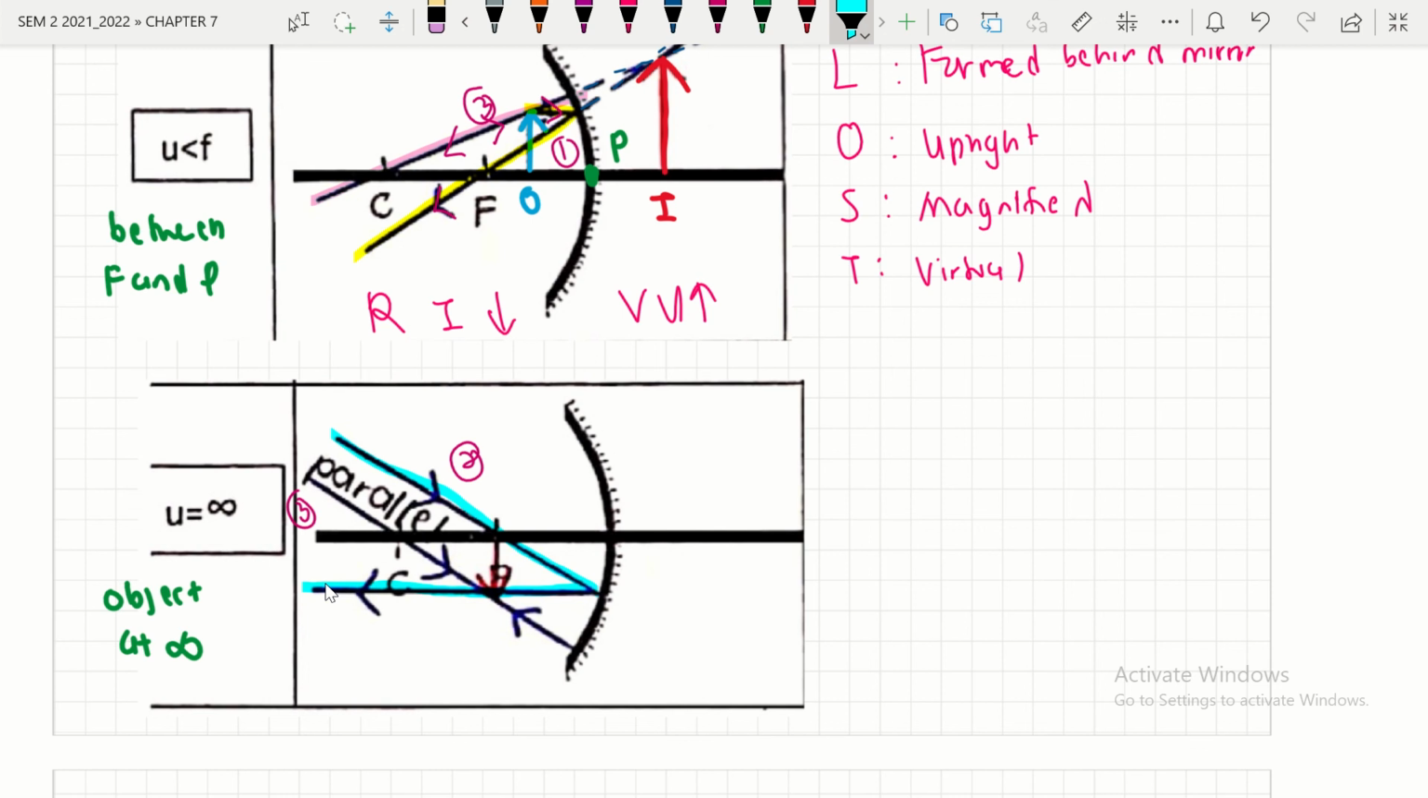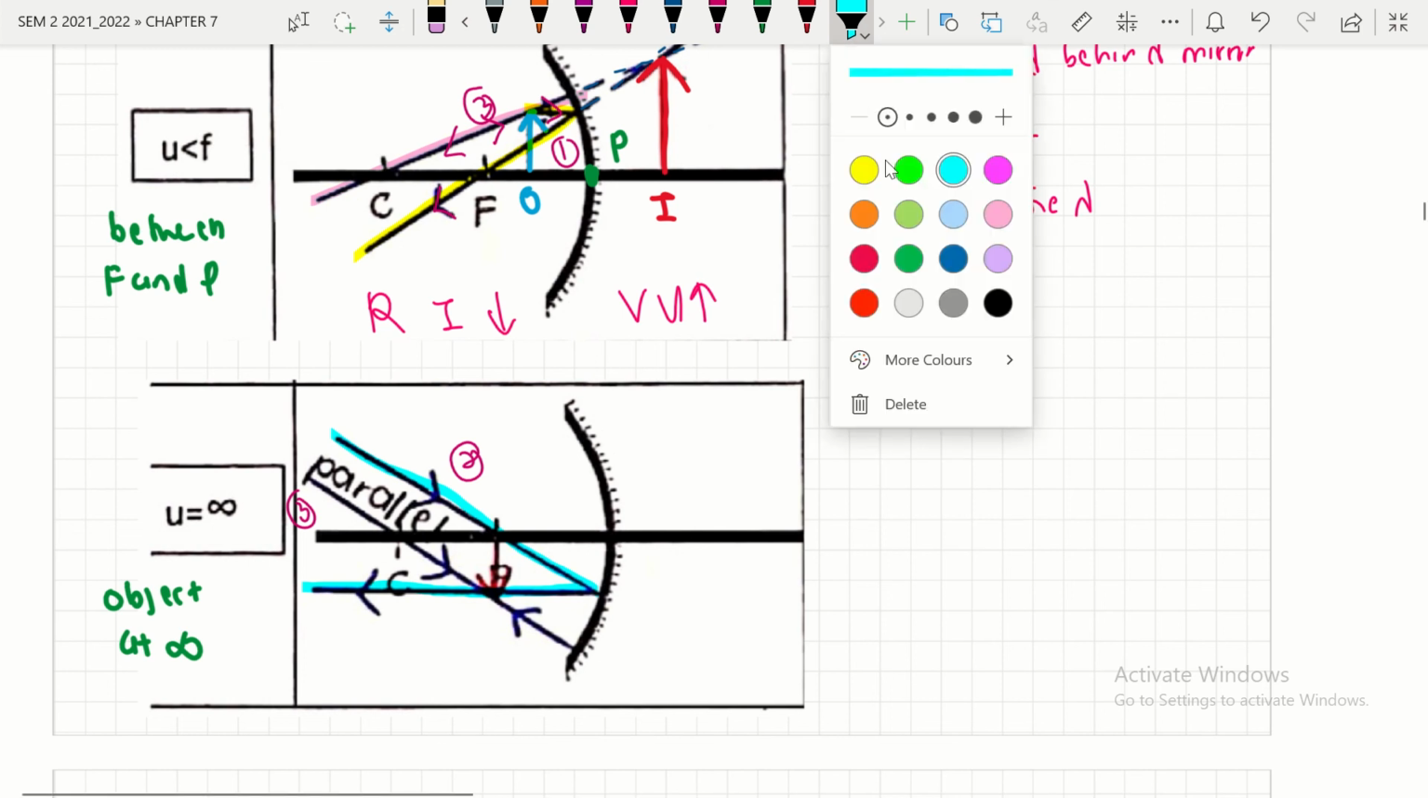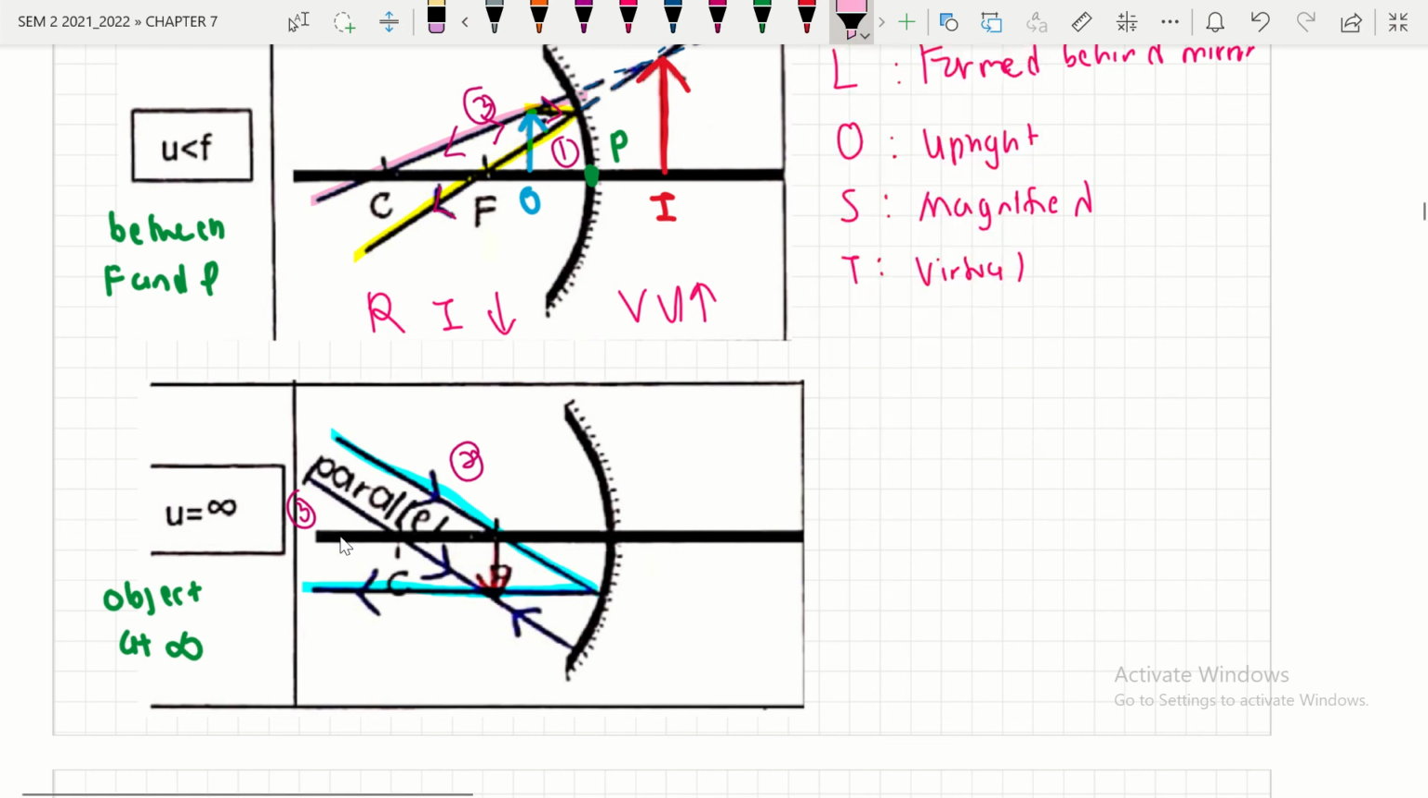Ingat yang pertama dia parallel to principal axis dan pass through focal point. Kalau yang kedua dia pass through focal point baru dia parallel to the principal axis. Kalau yang ketiga kita belajar adalah dia pass through center of curvature, lepas tu dia reflected back pun towards center of curvature. So ingat ni masuk dia, lepas tu dia reflected macam ni. Yang ini okay. So sekarang intersection dia dekat sini. Jadi image dia akan form dekat sini.